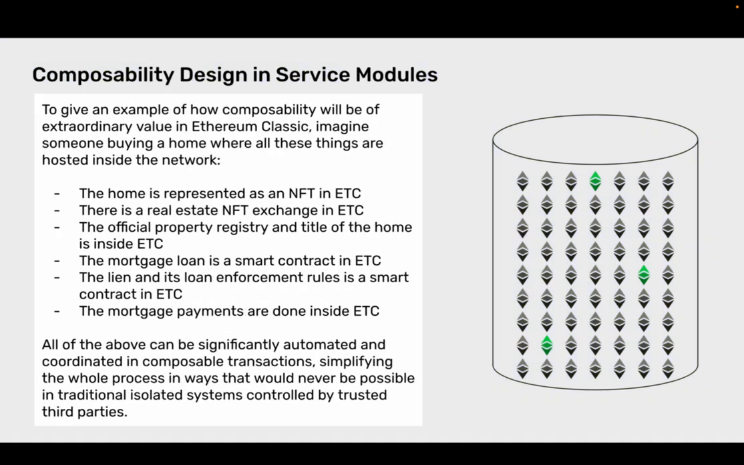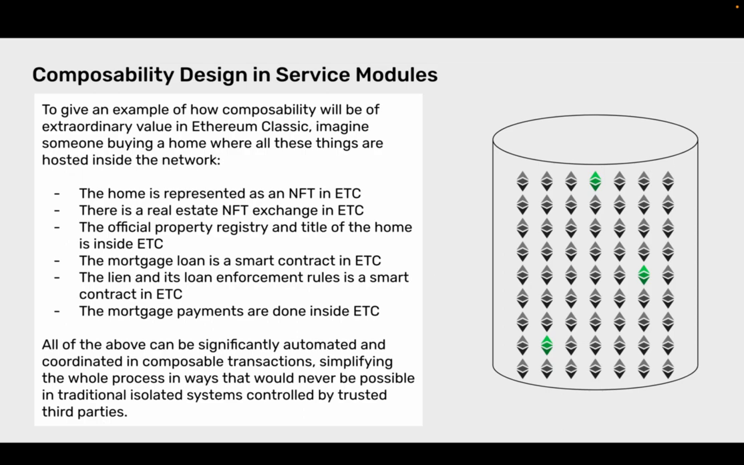Composability design in service modules. To give an example of how composability will be of extraordinary value in Ethereum Classic, imagine someone buying a home where all these things are hosted inside the network. The home is represented as an NFT in ETC. There is a real estate NFT exchange in ETC. The official property registry and title of the home is inside ETC. The mortgage loan is a smart contract in ETC. The lien and its loan enforcement rules is a smart contract in ETC. The mortgage payments are done inside ETC.